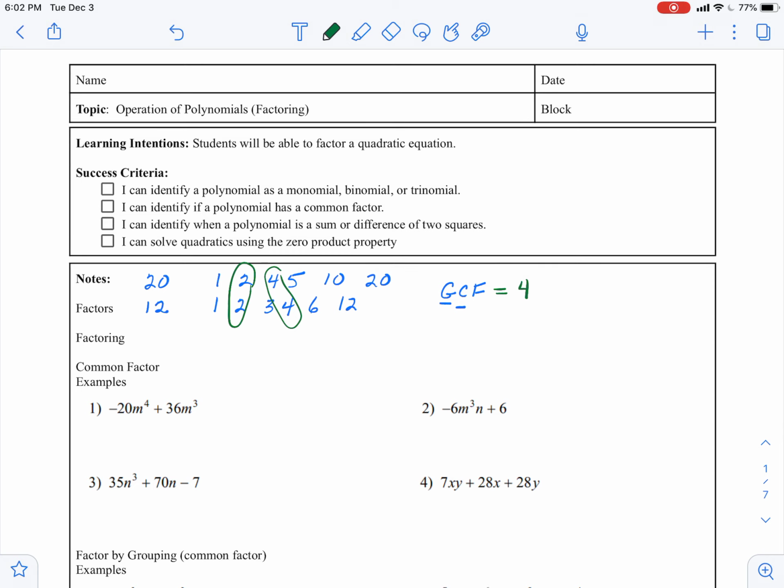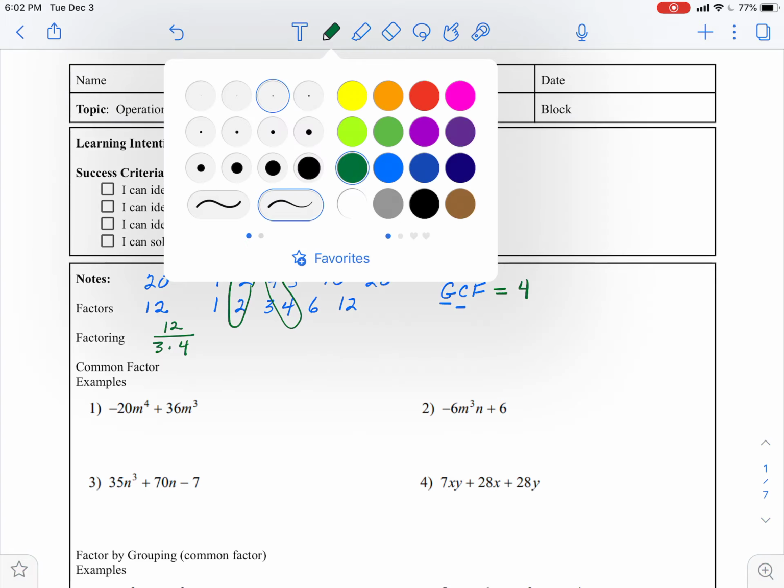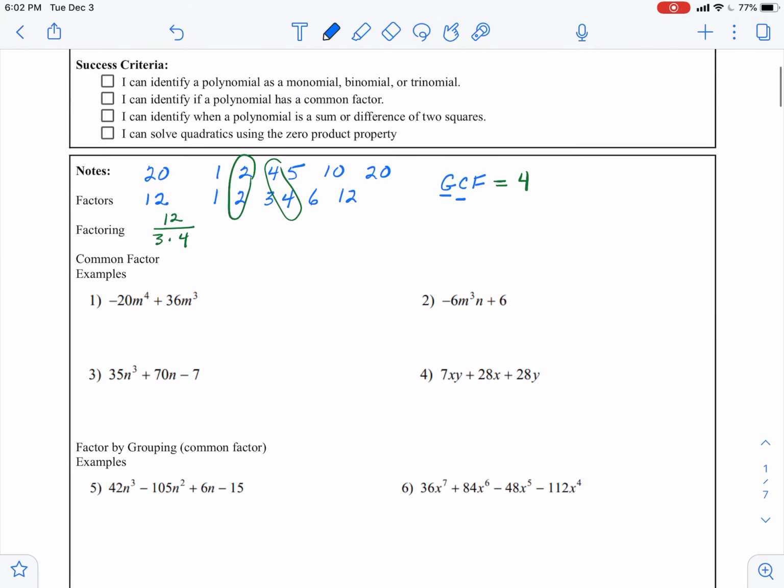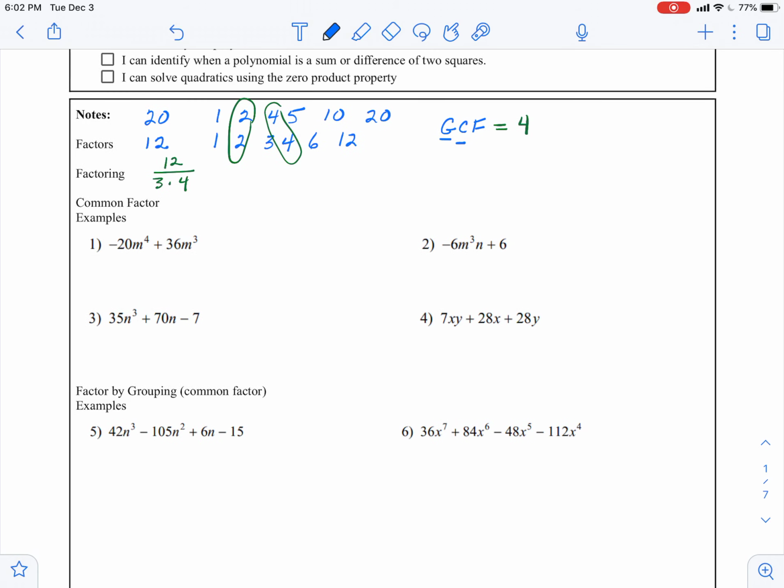So when we talk about factoring, again, that is that breaking down. So we would say 12, its factors would be 3 times 4. That's called factoring. Okay? So we're going to do the same thing here, and this time we're just going to add in some variables to it. So look at my problem here. I have a negative 20 m to the 4th plus 36 m to the 3rd. So what I'm really looking at is the number 20 and the number 36, and I want to know what number they have in common.